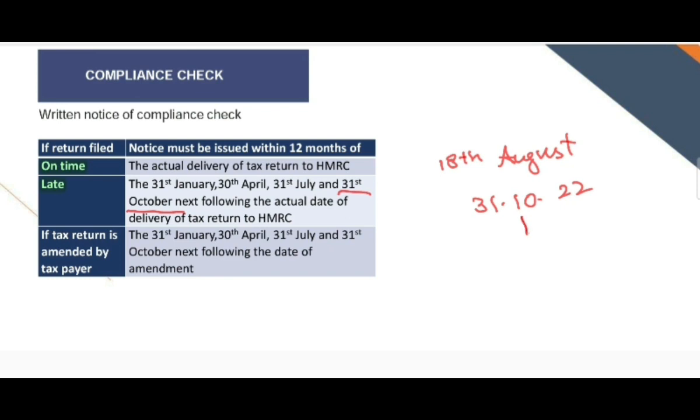Now within 12 months of this period would be considered as 31st October 23. This is the date by which notice must be issued. The same rule will be applied if the tax return is amended by the taxpayer, and after that, written notice of compliance checks has to be issued.